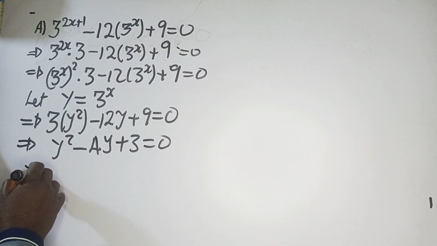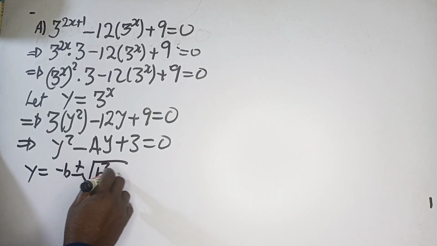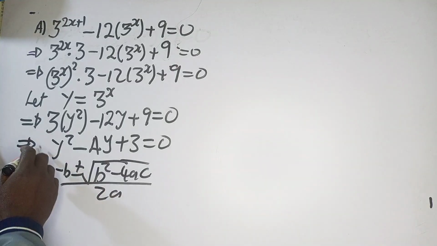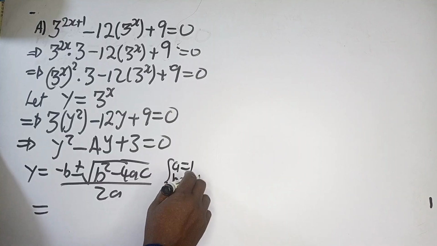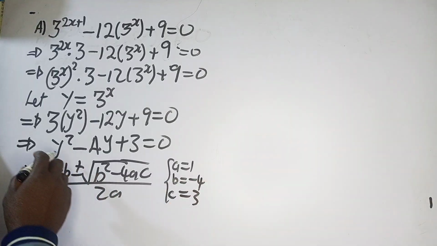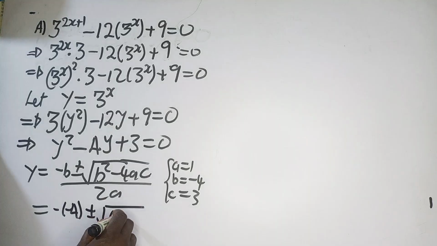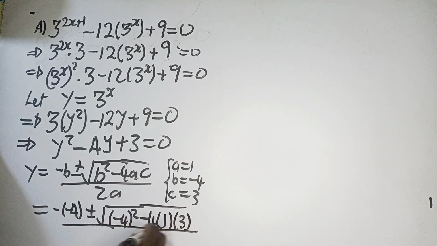If we apply our quadratic formula, y equals minus b plus or minus the root of b squared minus 4ac all over 2a. We know our a, we know our b, we know our c. Collect those information carefully. We'll put it in the formula. So y equals negative 4 plus or minus the root of negative 4 squared minus 4 into 1 times 3, all of that divided by 2a.